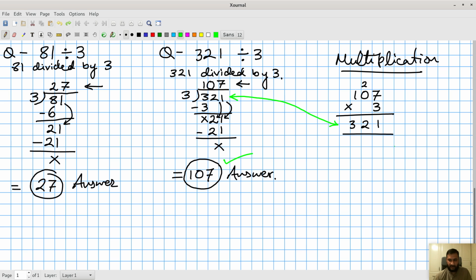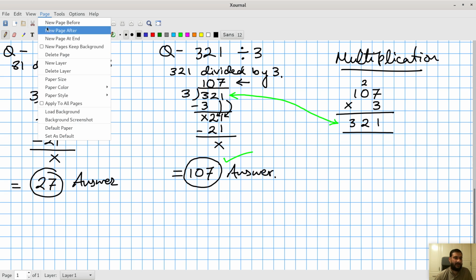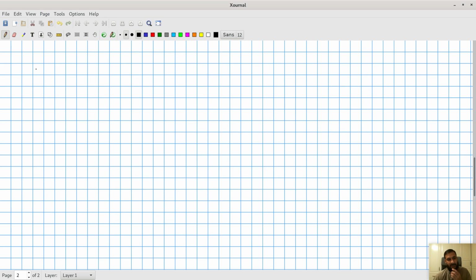Now, let's solve another number, right? We don't have much space here, so I'm going to add a page. Let's solve another number to highlight this problem of zeros. So let's say you have a number which is 206. Very easy. Okay, let's solve it simply.